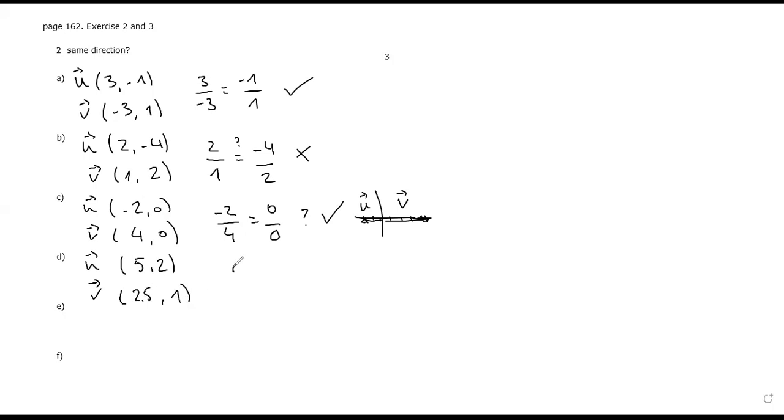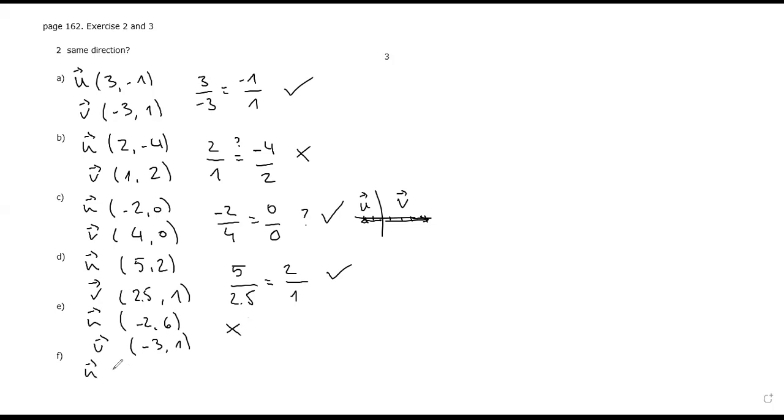D: vector u is (5, 2), and v is (2.5, 1). So I do the same thing. I divide this by this and this by this. And what I get is 2 and 2, so they have the same direction. Next example: u is (-2, 6), v is (-3, 1), and I can perfectly see that they won't have the same direction. Here I have -2 divided by -3, that's 2/3. It can't be equal to 6.